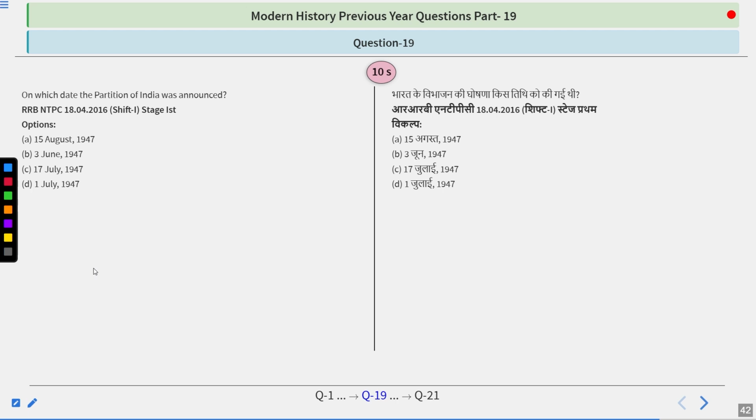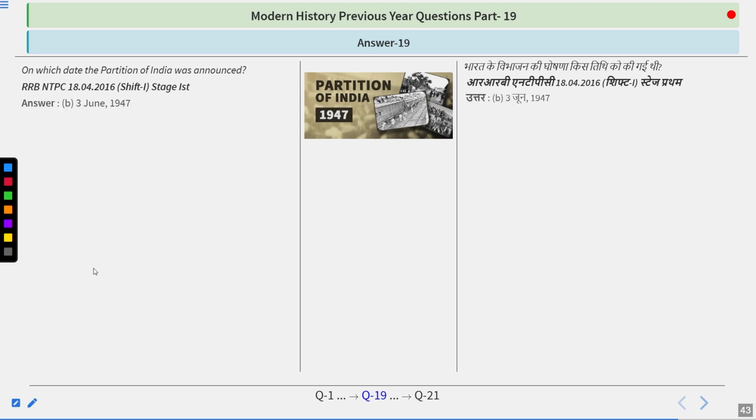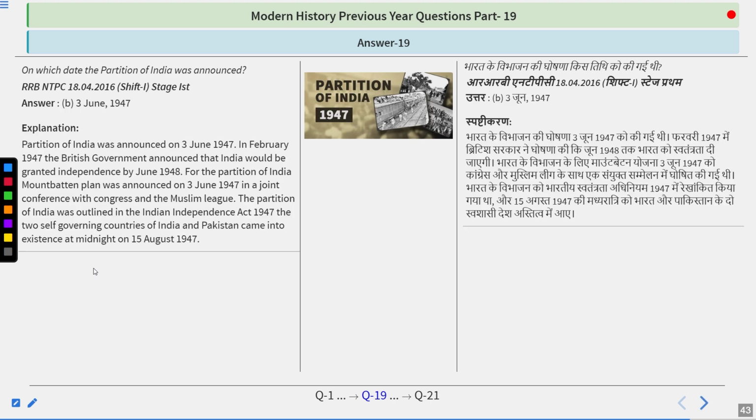On which date was the partition of India announced? Options are 15th August 1947, 3rd June 1947, 17th July 1947, 1st July 1947. Think about it. And the answer is 3rd June 1947. So the partition of India was announced on 3rd June 1947.